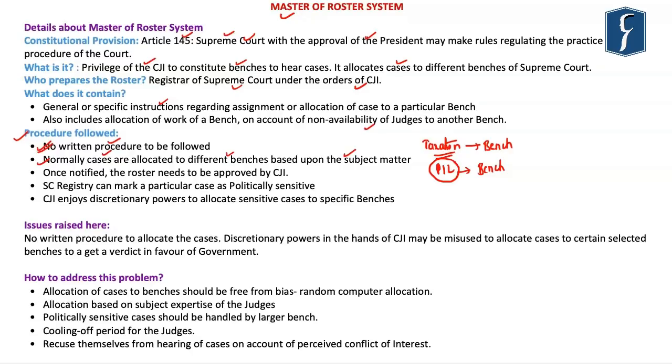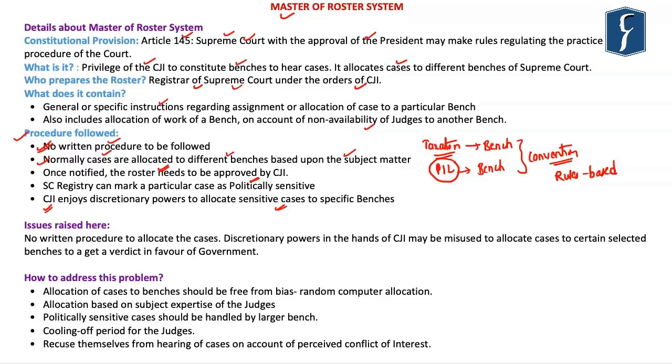But this allocation of cases to different benches of the Supreme Court is more of a convention rather than being rules based. Once the registrar of the Supreme Court allocates a particular case to a bench, this is in turn approved by the Chief Justice of India. In some cases which are considered to be politically sensitive, the Supreme Court registry can mark such a case as politically sensitive. In such cases, the Chief Justice of India comes into the picture and he himself allocates the sensitive cases to certain specific benches. So in a way, the Chief Justice of India enjoys discretionary powers with respect to allocation of politically sensitive cases to the specific benches. And this is where the problem has arisen.